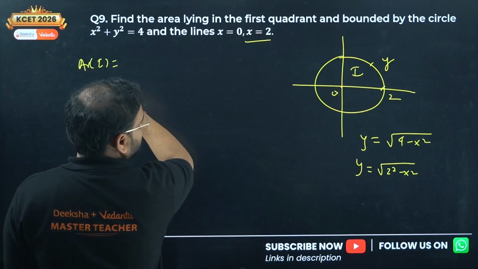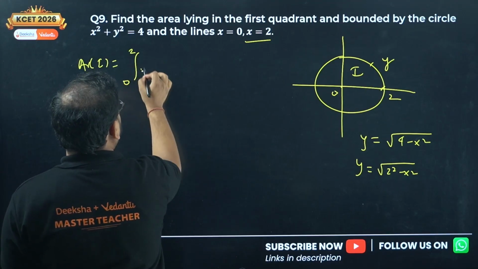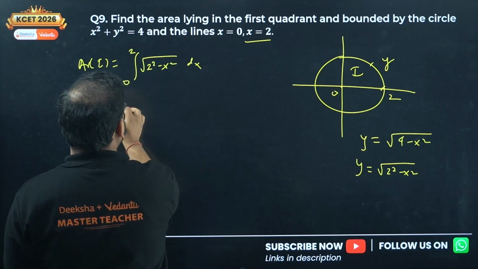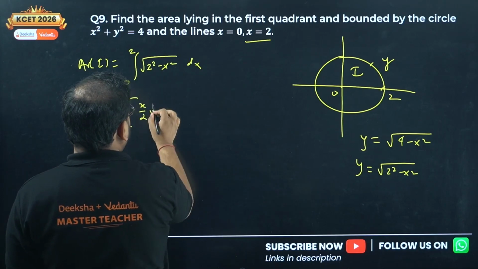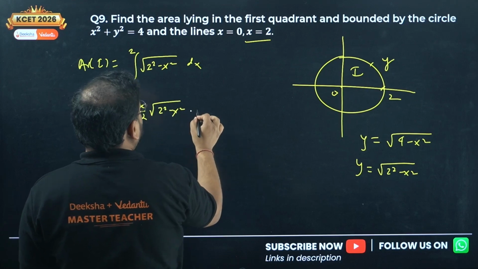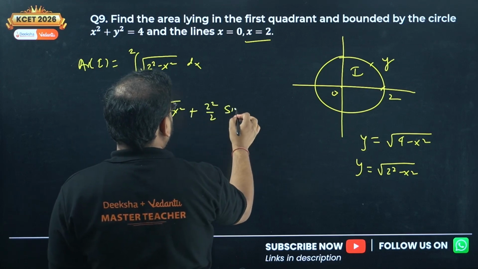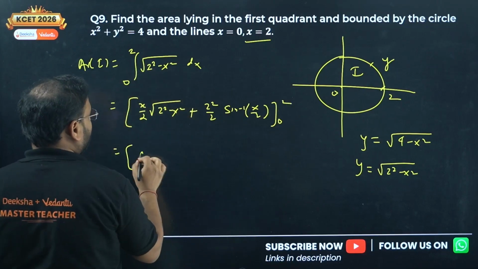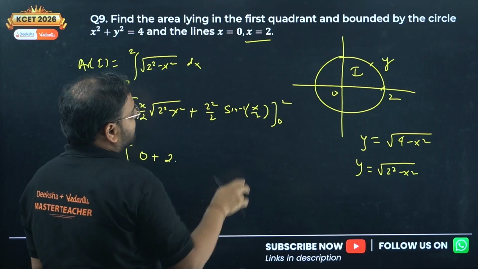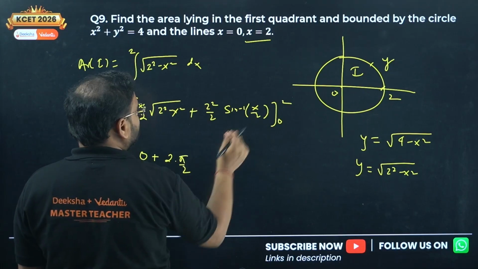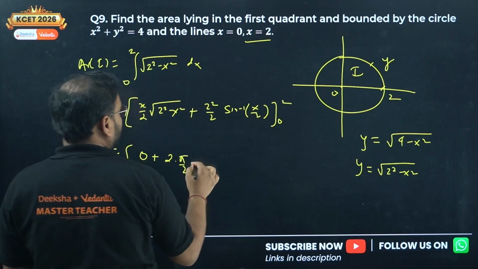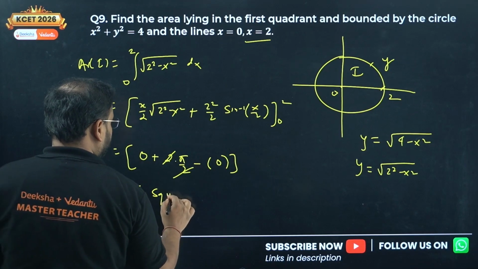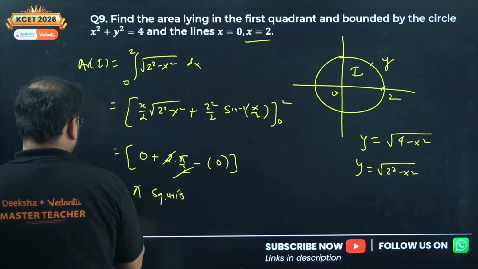We'll have this from 0 to 2. This is nothing but the root of 2 square minus x square dx. Integrate. So we'll have x by 2 times the same root, plus 2 square by 2 sine inverse of x by 2, from 0 to 2. What is this? This is 0. This is going to be 2 times pi by 2. Sine inverse of 2 by 2 is 1. So pi by 2 minus all 0. We get this cancelled. Answer is pi square units. This is the area of part 1.